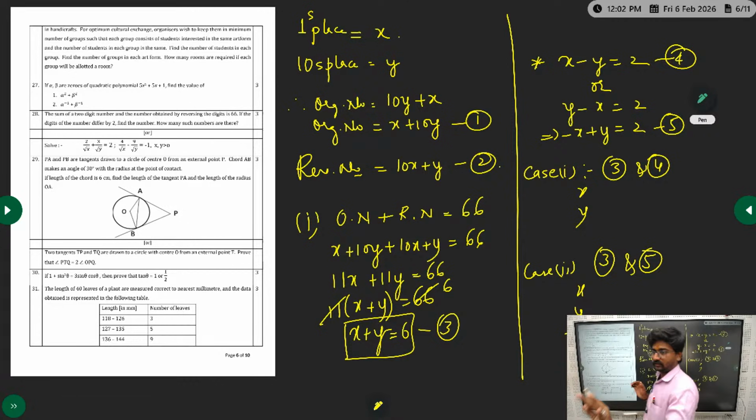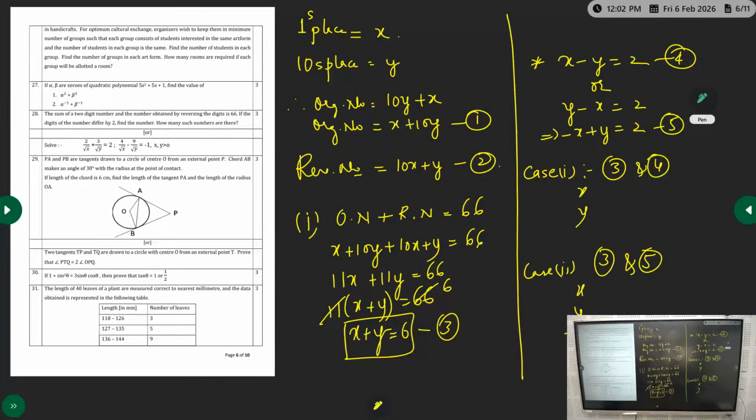I will give you 3 minutes time. Complete. In the first case, the original number is 42, reverse will be 24. Then in case 2, original will be 24.